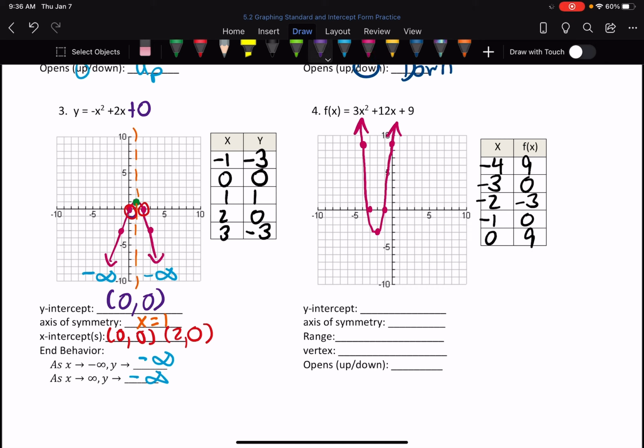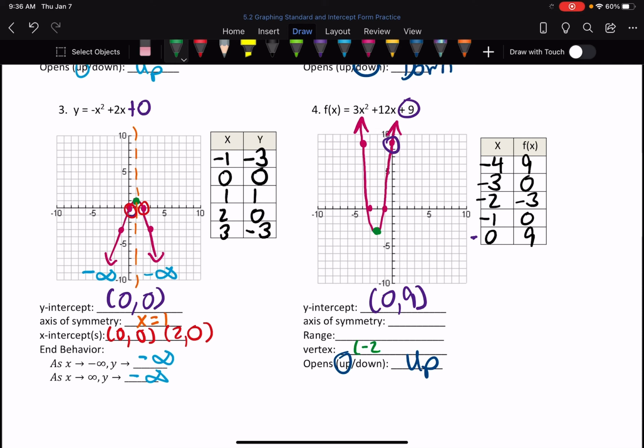Our y-intercept is where x equals 0. So in this case, it's at 0, 9. That's also our c value from our standard form of this quadratic function. Now let's find our vertex. Because this is opening upwards, our vertex should be our minimum point here, which is at -2, -3. Our axis of symmetry is going to pass through that point. So it's the vertical line that passes through that point. So that's where x equals -2.